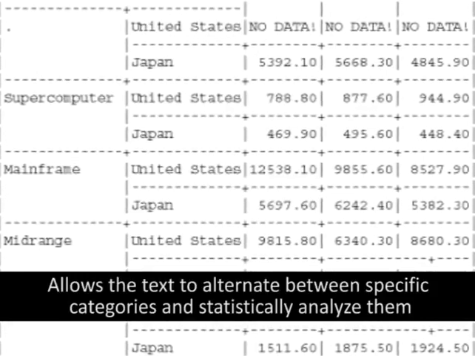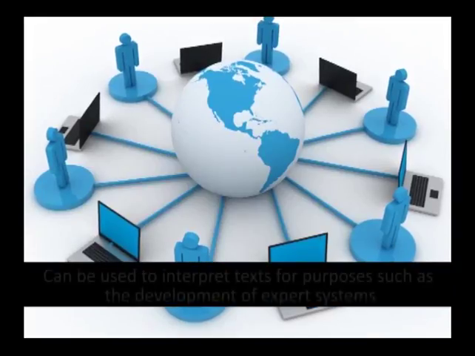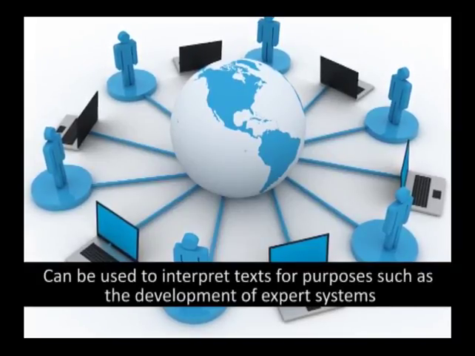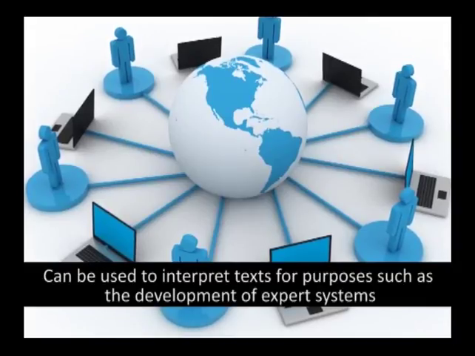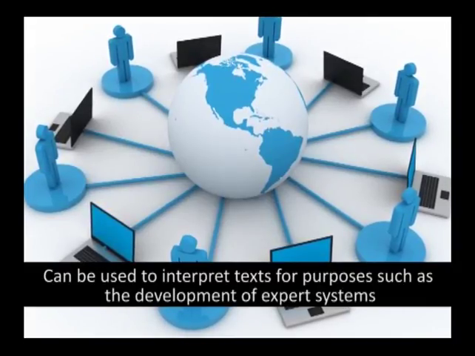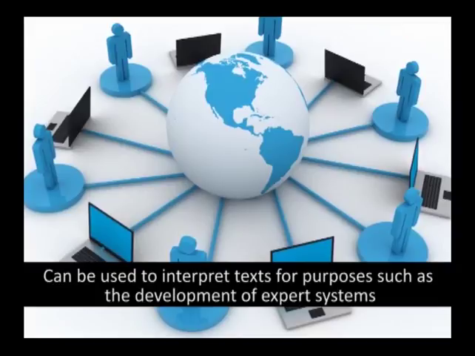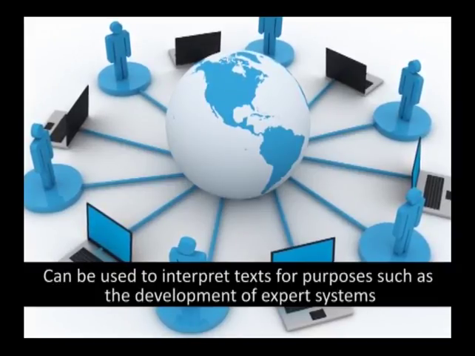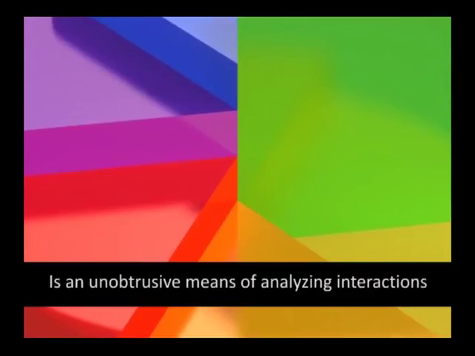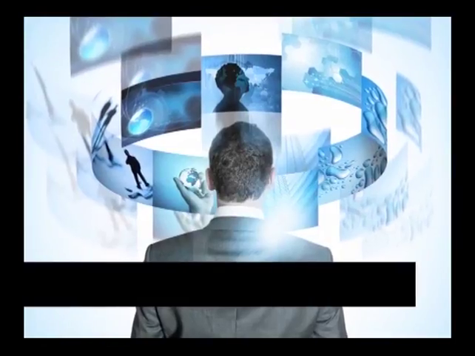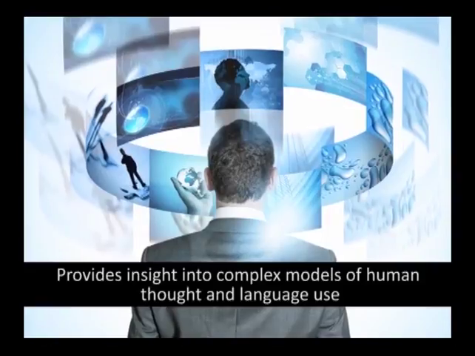can be used to interpret texts for purposes such as the development of expert systems, since knowledge and rules can both be coded in terms of explicit statements about the relationships among concepts, is an unobtrusive means of analyzing interactions, provides insight into complex models of human thought and language use.